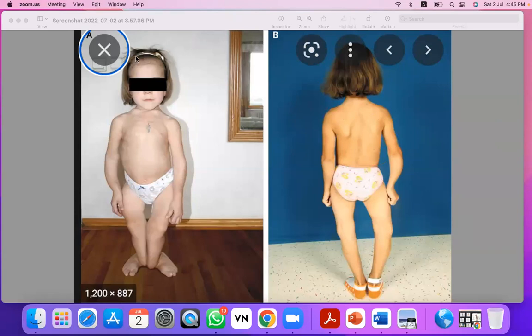The leg length discrepancy measurement is either true leg length or false. The true one is from the anterior superior iliac spine to the medial malleolus on both sides. But can you measure from the anterior superior iliac spine to the medial malleolus, because this child has severe deformity? How can you measure? The tape will go like that, like that. It's difficult.